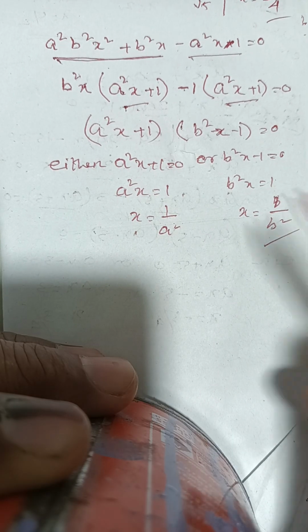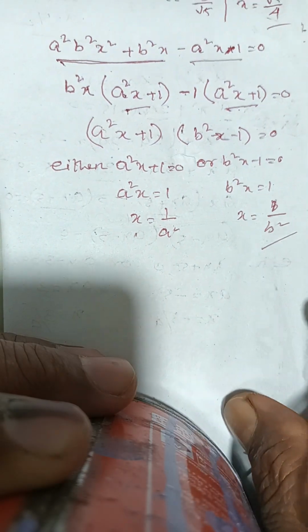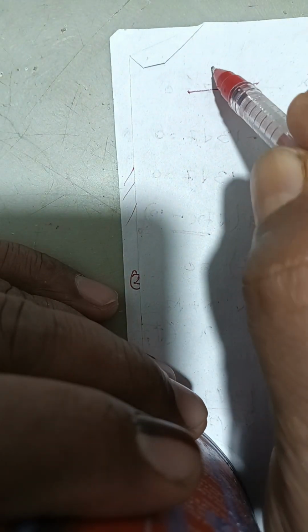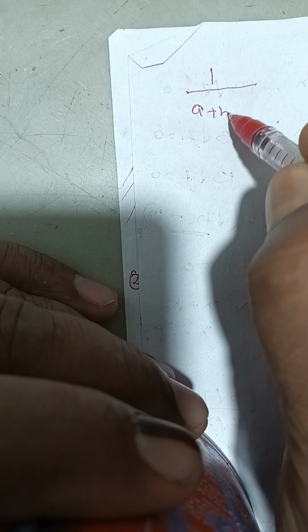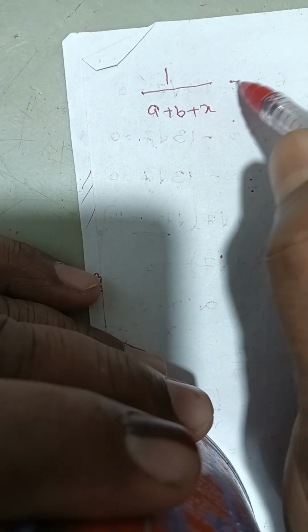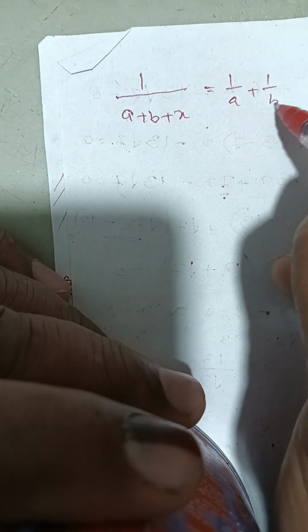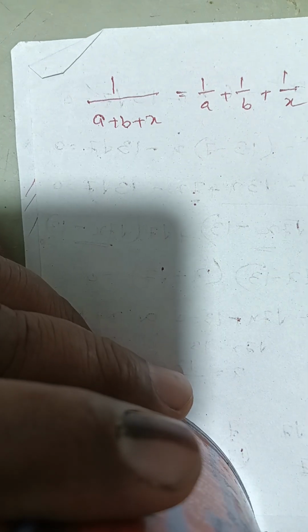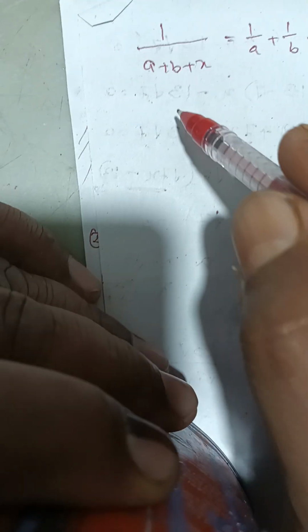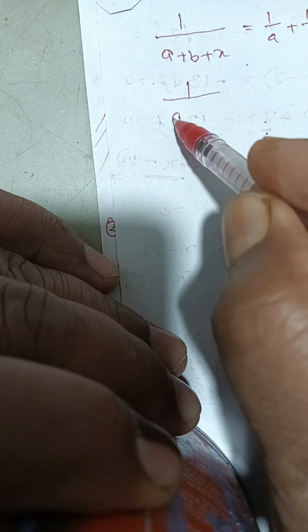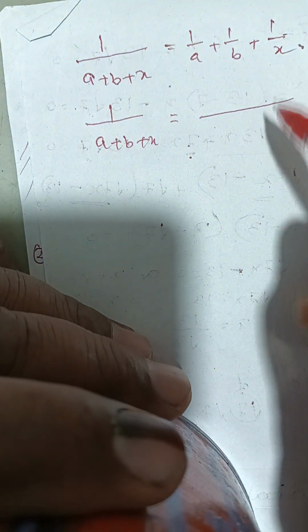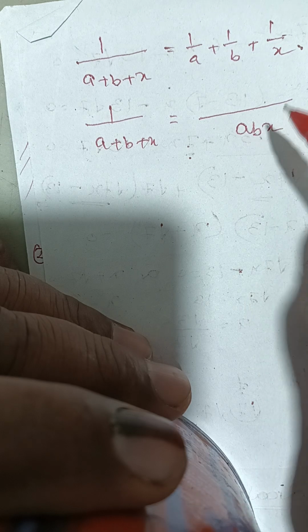Okay. This is also by method of factorization. Now you see, one question I am doing here, very, very important. 1 by a plus b plus x is equal to 1 by a plus 1 by b plus 1 by x. You have to solve this one. So for this you write 1 by a plus b plus x is equal to, here you see a, b and x is there. So abx is the LCM.